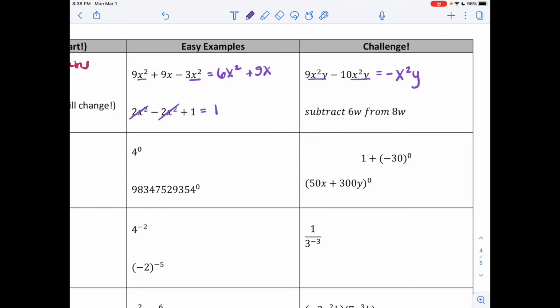The last one, we want to subtract 6w from 8w. The key word here is the word from. So that means that I need to start with 8w and subtract 6w from it. Well, that's going to give me 2w. 8 minus 6 is 2, and the w doesn't change.